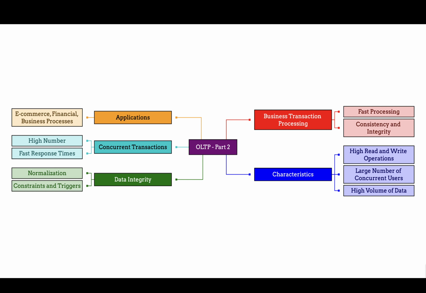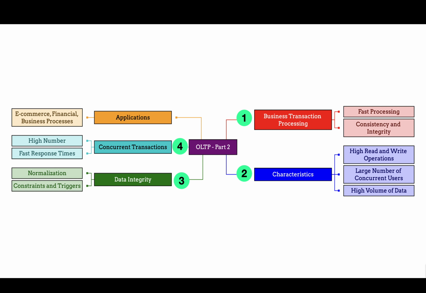OLTP, Part 2. 1. The goal of OLTP is to enable the processing of business transactions as fast as possible, with a high degree of consistency and data integrity. 2. OLTP systems are typically characterized by a high number of read and write operations, a large number of concurrent users, and a high volume of data. 3. They are also characterized by a high degree of normalization and data integrity, with strict constraints and triggers to ensure data consistency and prevent data corruption.